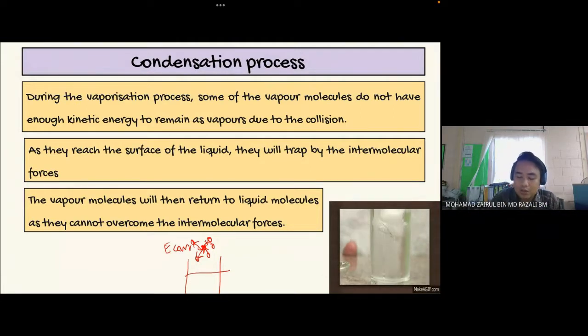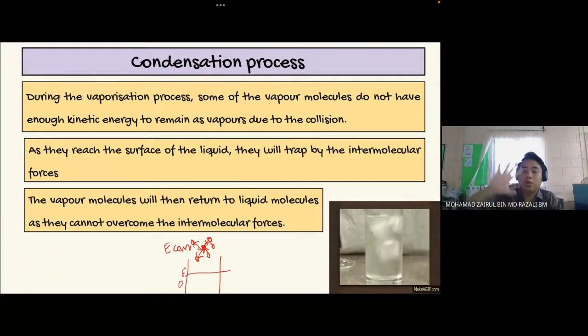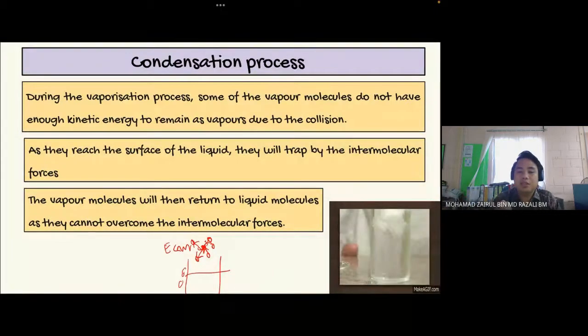Sebab tu kalau awak tengok dekat cawan ada water droplet. Water droplet tu terhasil apabila water tu colliding with each other, then losing the kinetic energy. So now the kinetic energy dia lagi kurang daripada molecular forces. So dia tak mampu nak overcome intermolecular forces, sebab tu dia turn back into the liquid.